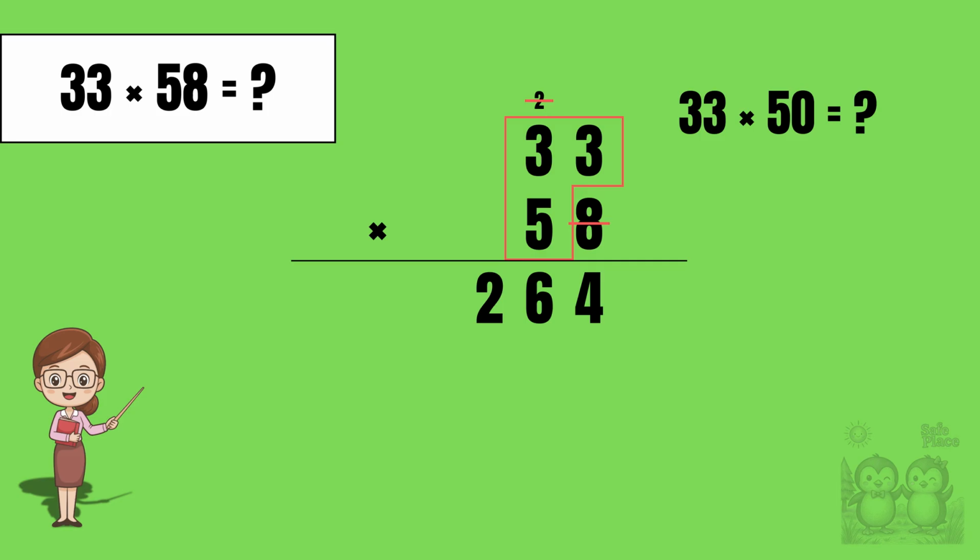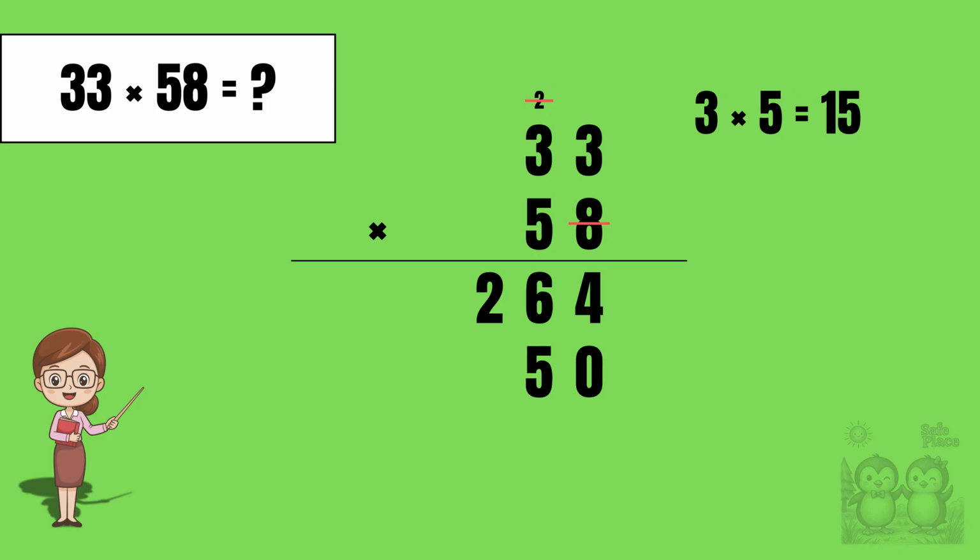Because the 5 in 58 represents 50, we first write a 0 in the 1's place. The 0 shows that we are multiplying by 10's. Now we start multiplying. First, we calculate 5 times 3. The result is 15. We write down the 5 in the 10's place and carry the 1 to the 100's place. Don't forget to keep it in mind.